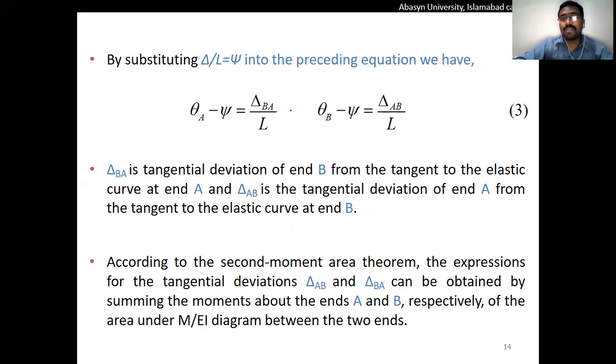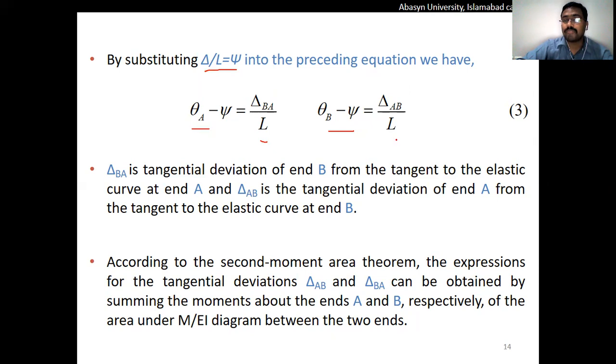Now, as already mentioned, the value of psi is equal to deformation delta divided by the length. So we will apply this into the previous equation 1, which is for theta A, and into equation 2. After solving, the equation will become theta A minus psi is equal to delta BA over L. Similarly, the other equation will become theta B minus psi is equal to delta AB over L.